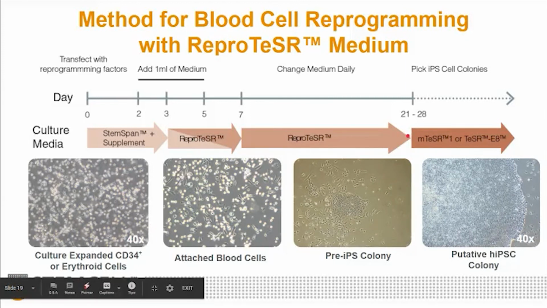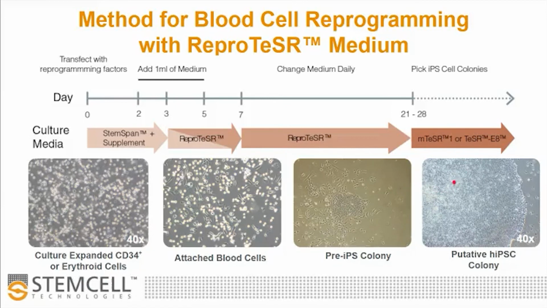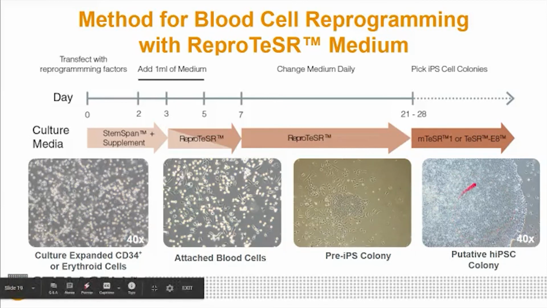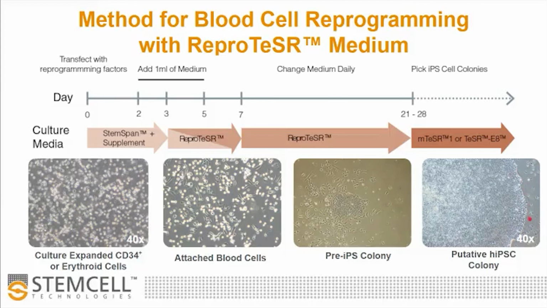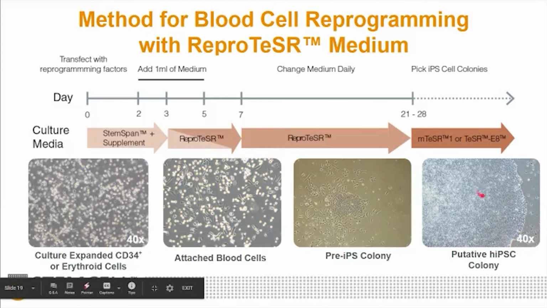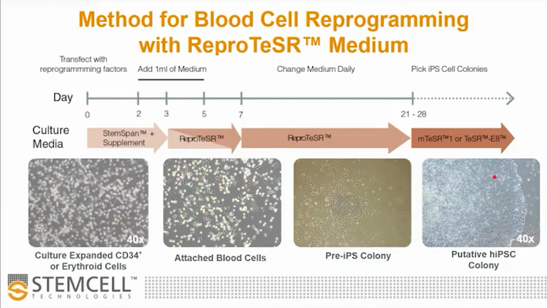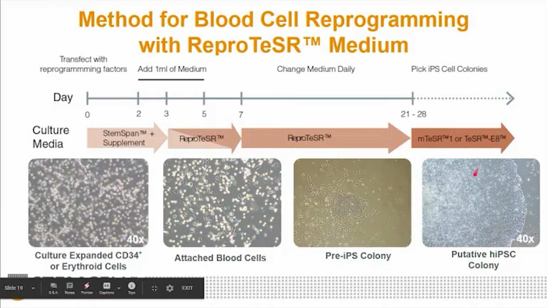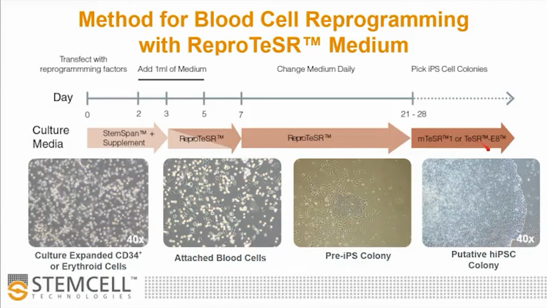And then anywhere from day 21 to 28, you'll see this putative human iPSC colony coming up where you have your defined border, your prominent nucleoli, high nucleus to cytoplasm ratio at high magnification, and that dense center due to the multi-layering at the center of the colony. That's when it's time to pick that colony into our maintenance media for clonally expanding that line.